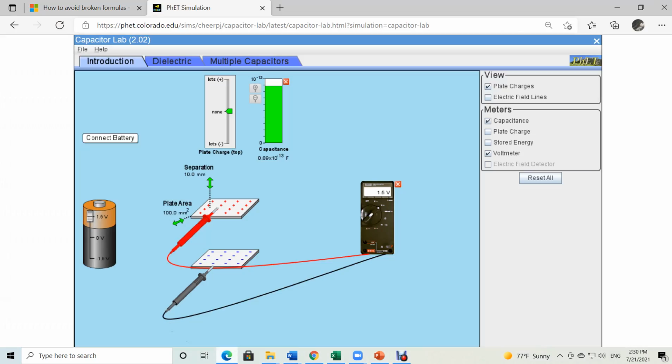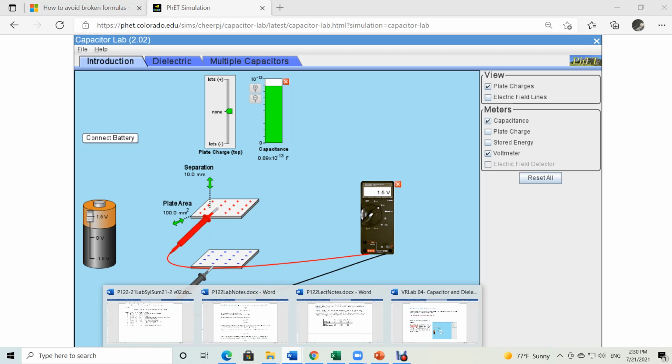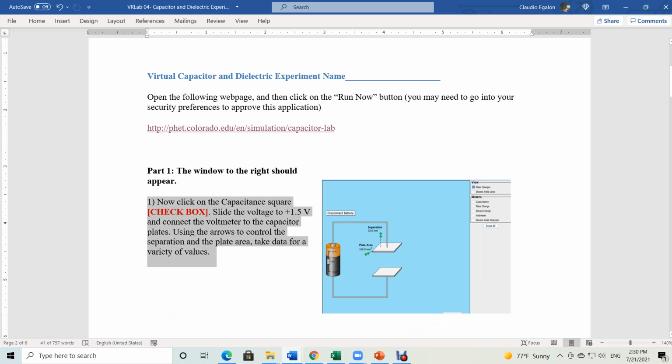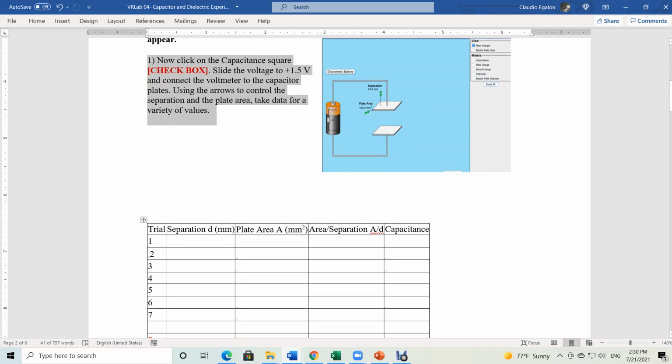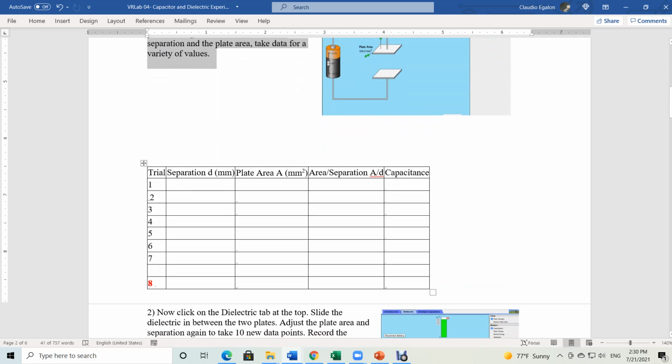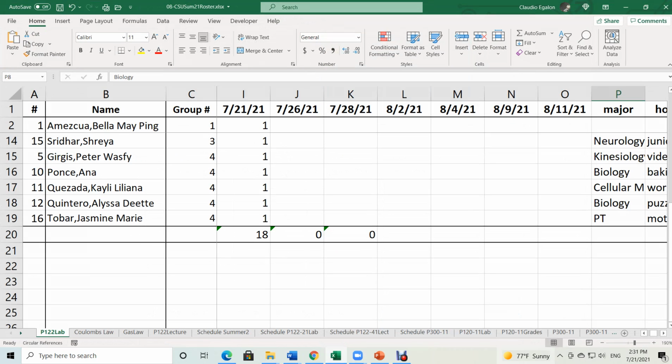Not this one right here. Nope. Here you go. Slide the voltage using the arrows to control the separation of the plate and the plate area. Take data for a variety of values, okay? So here you go. See that? A table. Separation D, plate area A, area divided by separation, and capacitance. That's what we're going to do. So let's go ahead and get your spreadsheet.